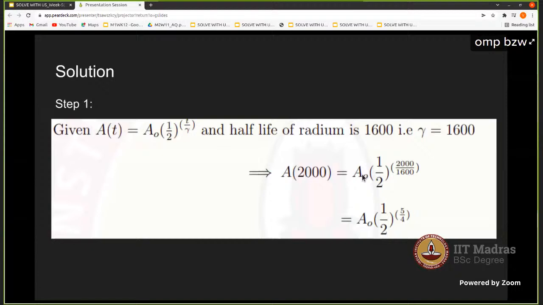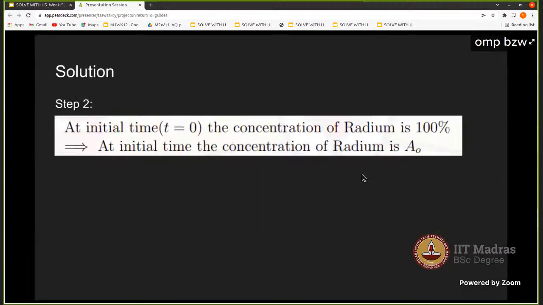So ultimately what we have to find is A of 2000 in terms of A naught. A naught is the initial concentration, which is 100%. But we want the percentage, how much is left after 2000 years. So if A naught is 100%, what will be A of 2000? That is what we have to find. Once we substitute t equal to 2000 and gamma as 1600, we get A naught times half to the power 5 by 4.